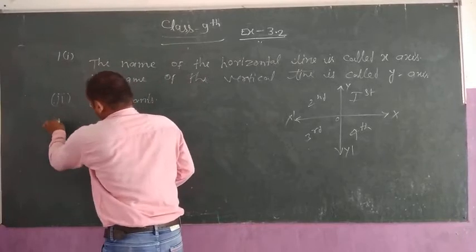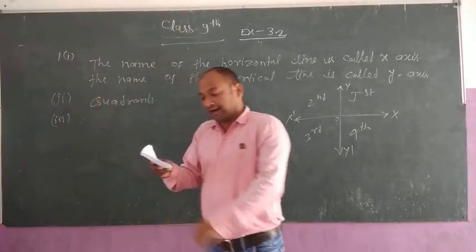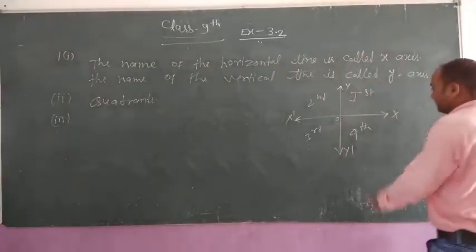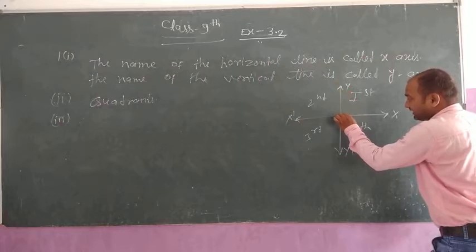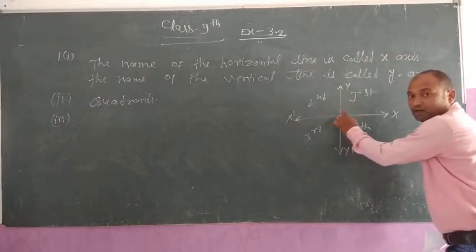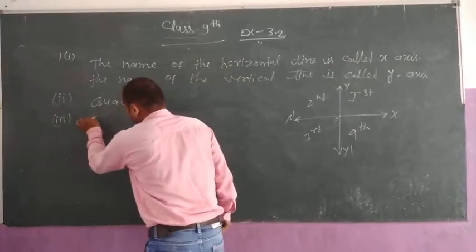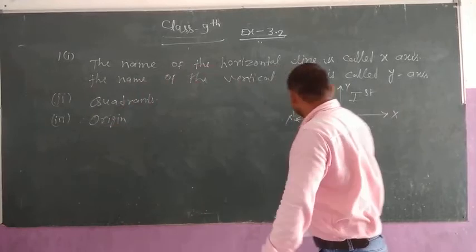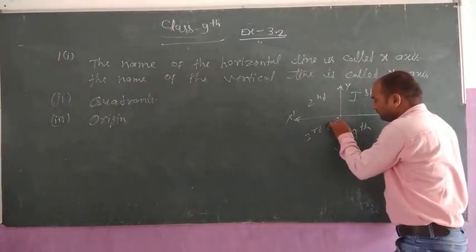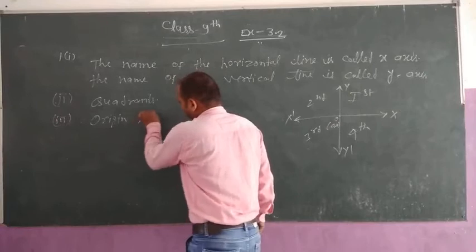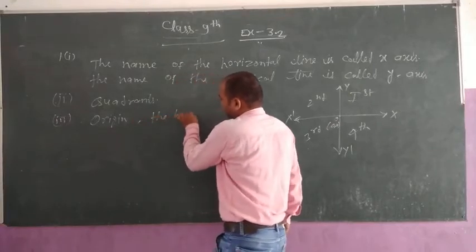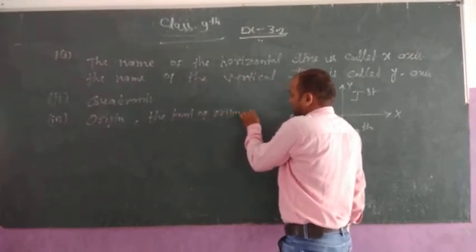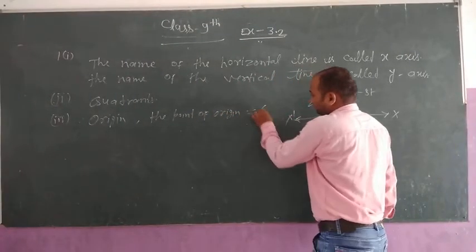And question number third: Write the name of the point where these two lines intersect. Where these two lines intersect means x axis and y axis intersect at the point O, and this is called origin. The point of origin is 0, 0.